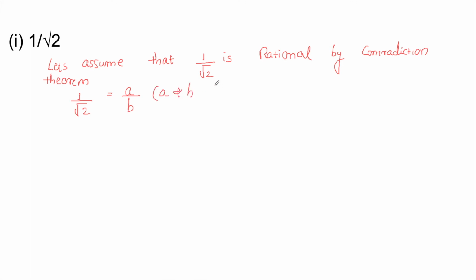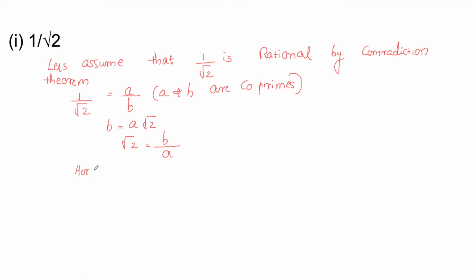Okay, if 1 by root 2 is a rational number, we can represent it as a by b, where a and b are co-primes. Okay, now we can cross multiply this. Root 2 is equal to b by a. Okay, so b by a is a rational number where a and b are co-primes, but root 2 is an irrational number. We already proved it by one theorem. Root 2 is irrational. So it contradicts. This is rational and this is irrational. Okay, so it contradicts our assumption.